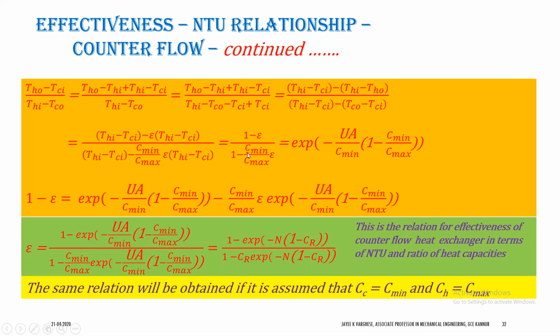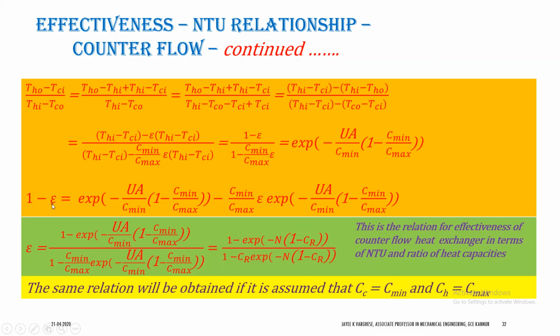So 1 minus epsilon is equal to 1 minus Cmin by Cmax epsilon into this, cross multiplying this. 1 minus epsilon is equal to, so now there is 1 into e to the power of this, minus Cmin by Cmax epsilon into e to the power of this. That's what is written here. Cmin by 1 into e to the power of minus UA by Cmin into 1 minus Cmin by Cmax, minus Cmin by Cmax epsilon into the same thing here.